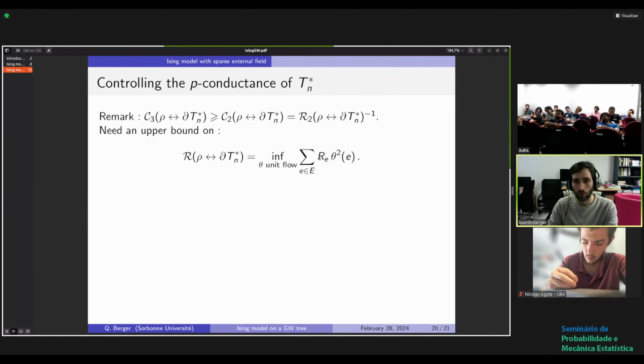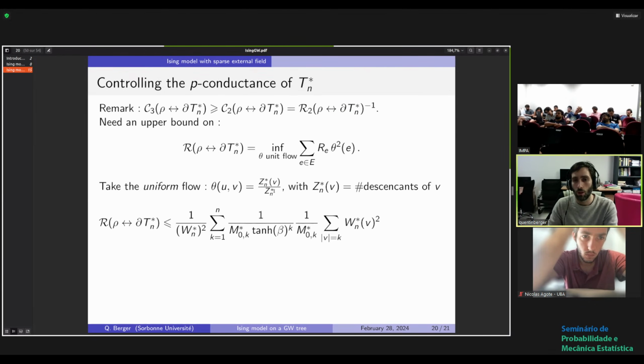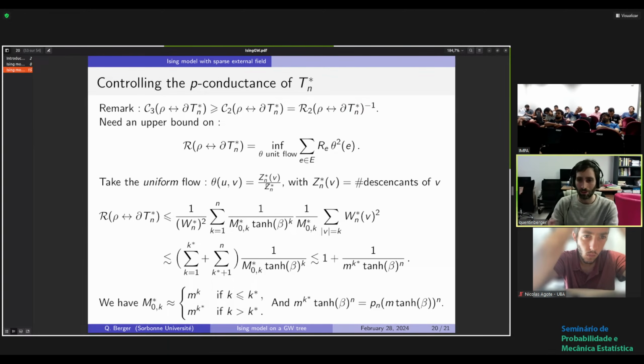I will recall the definition of the resistance. It's the infimum of a quantity. So to get an upper bound, you just have to choose wisely the unit flow that you put there, and just put some uniform unit flow. I'll skip the details because I think I'm done with the time. You do some calculations, and you see this p_n times hyperbolic tangent beta to the n appear.